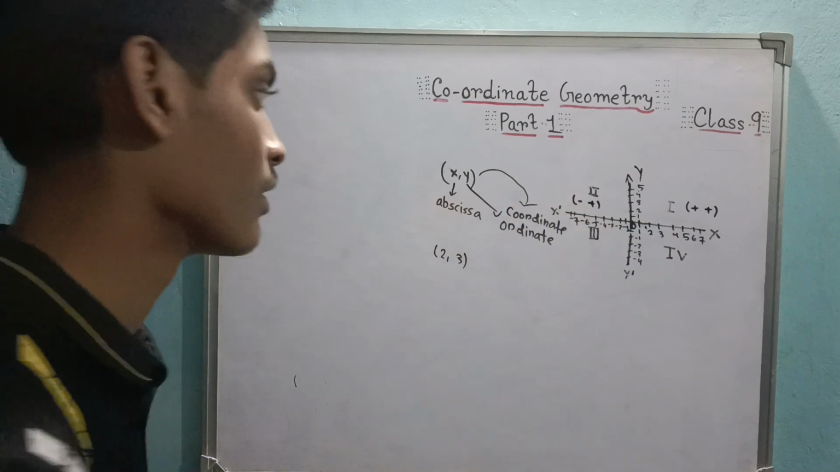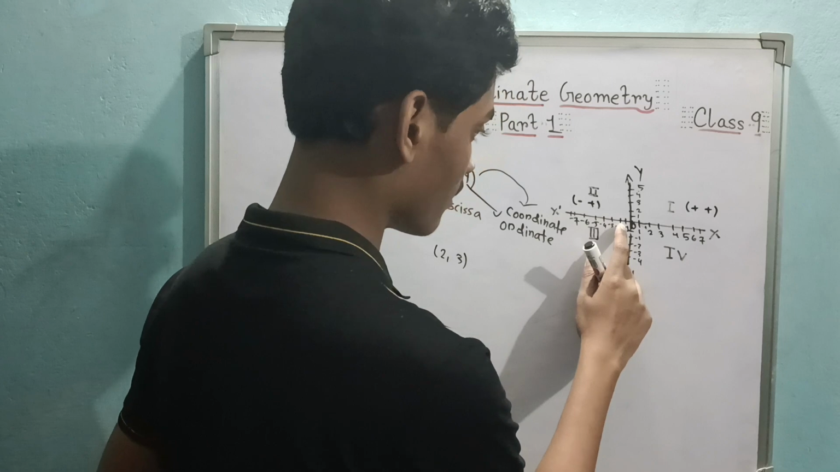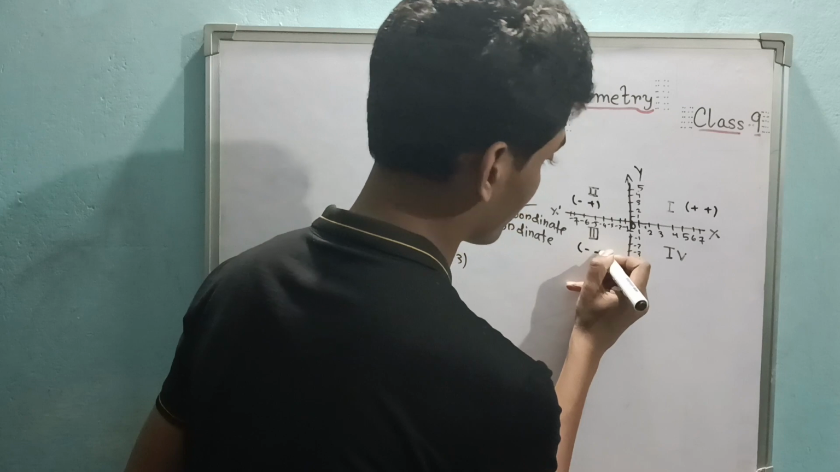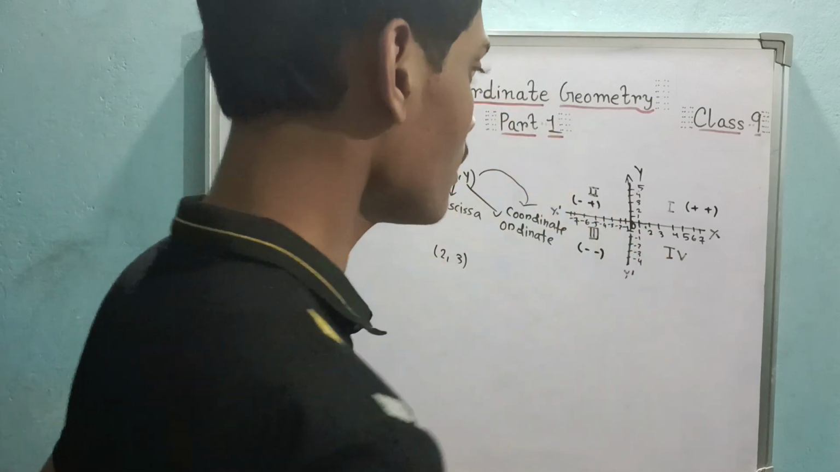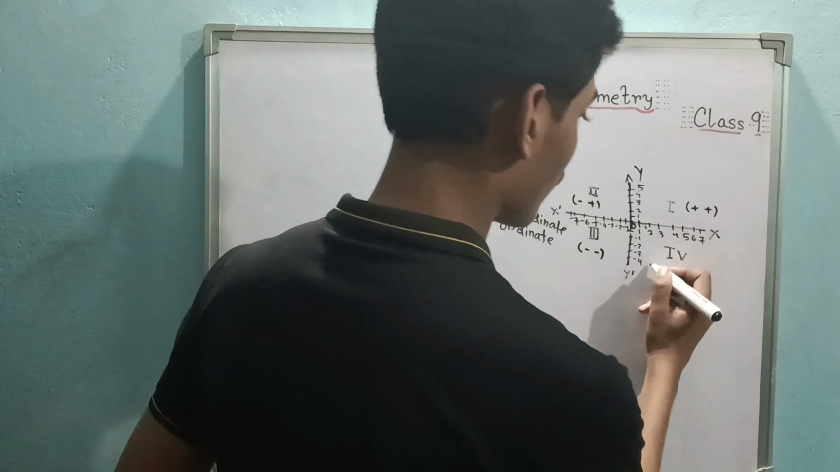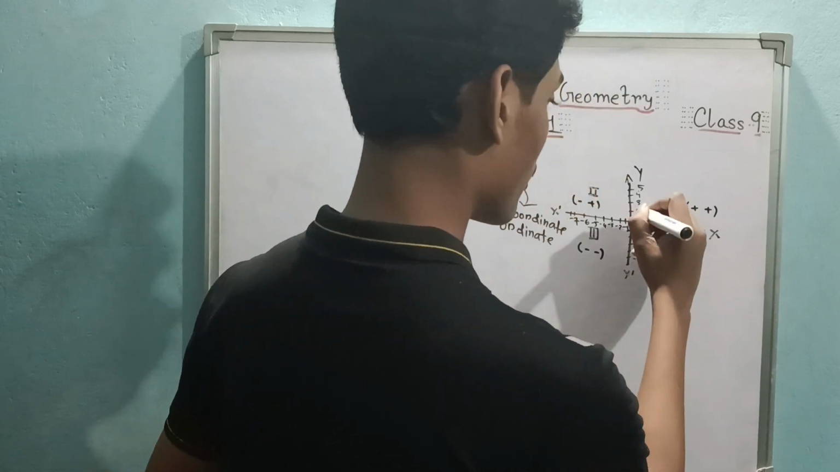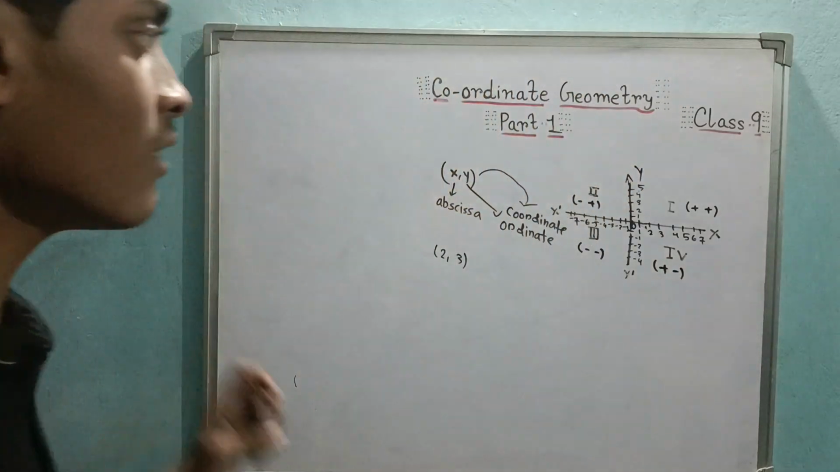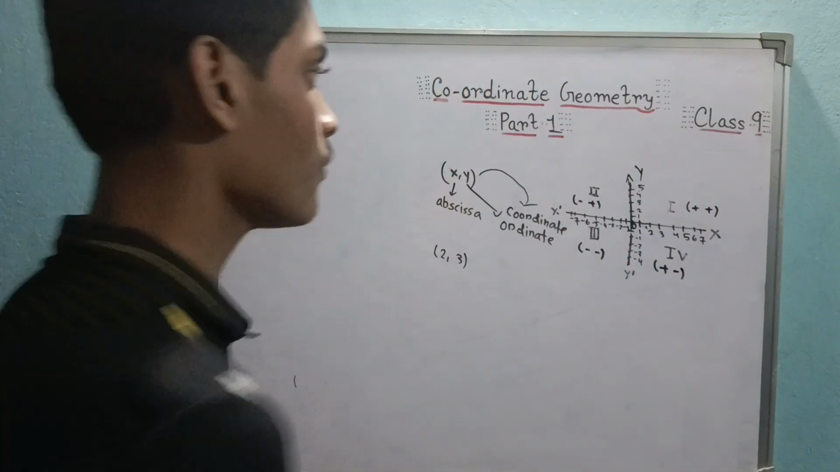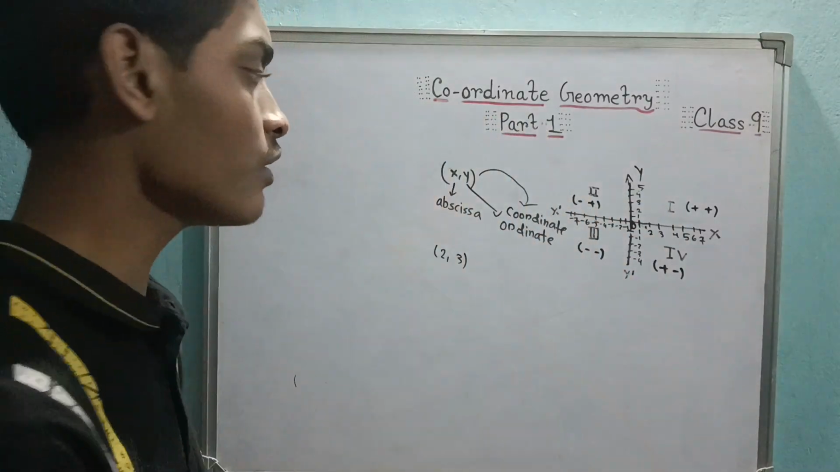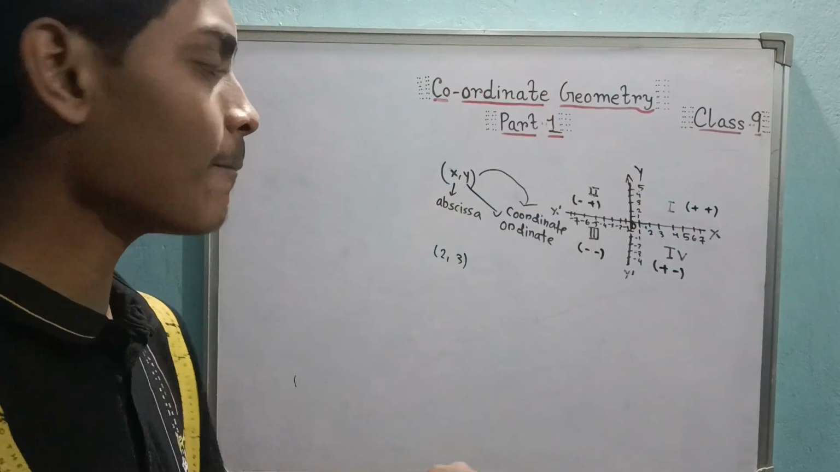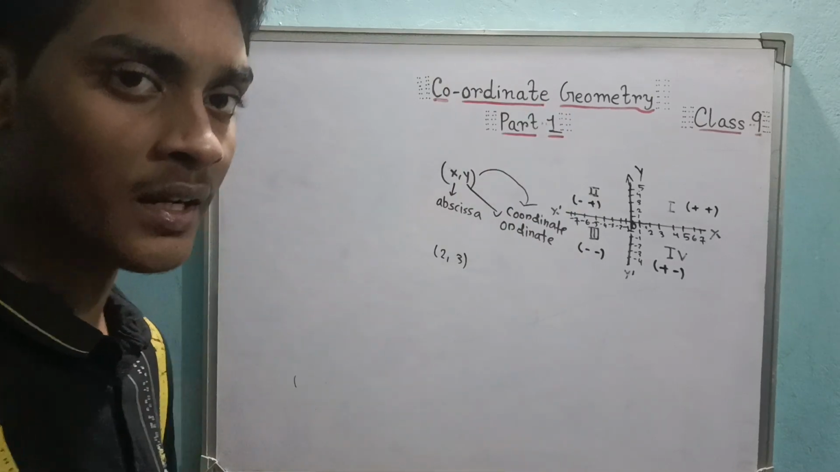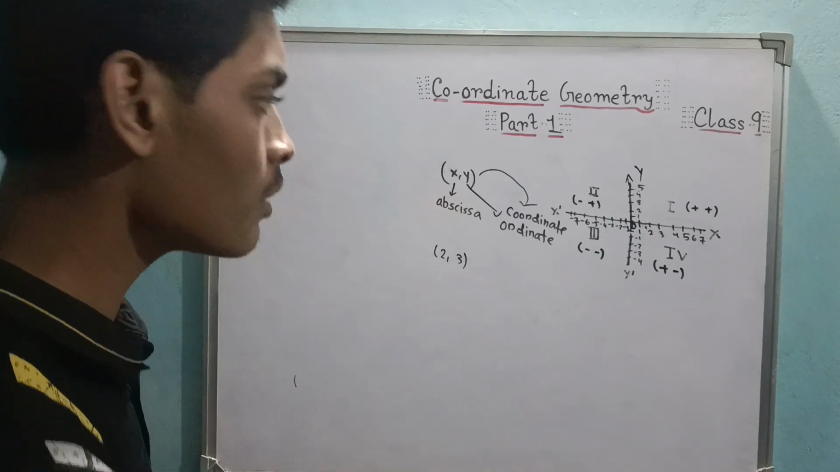Now coming to the third quadrant, both the x-axis and y-axis are negative, so abscissa and ordinate are both negative. Finally, in the fourth quadrant, the x-axis is positive, so the abscissa is positive, but the y-axis is negative, so the ordinate is negative. So these are the signs of the four quadrants. In the first quadrant, all points have positive abscissa and ordinate. In the second, abscissa is negative, ordinate is positive. In the third, both are negative. In the fourth, abscissa is positive, ordinate is negative.